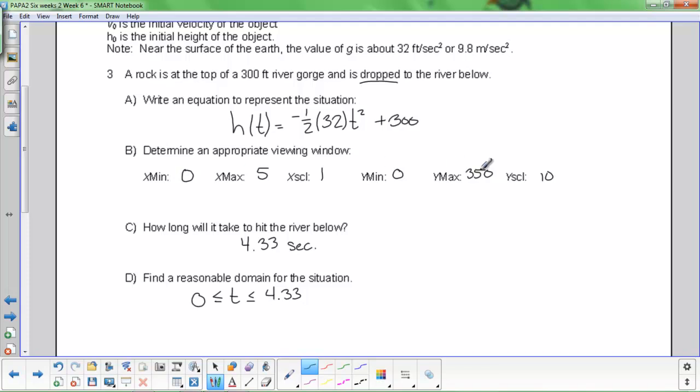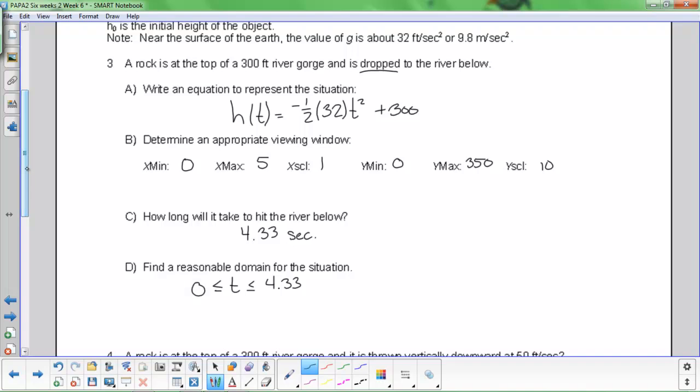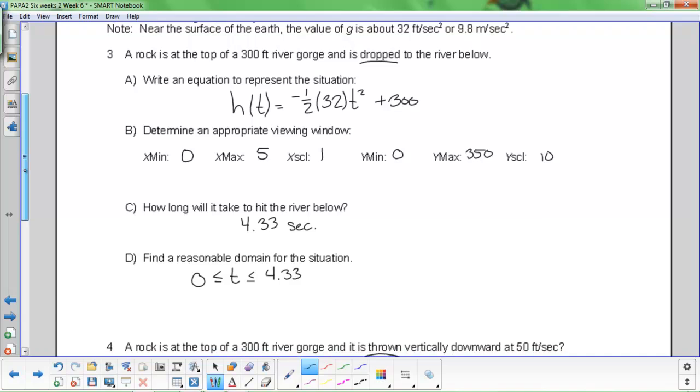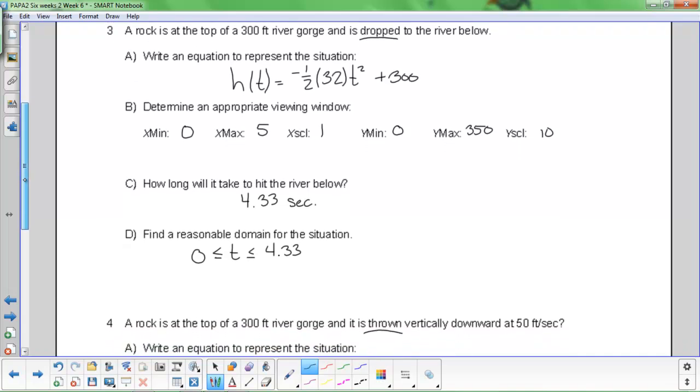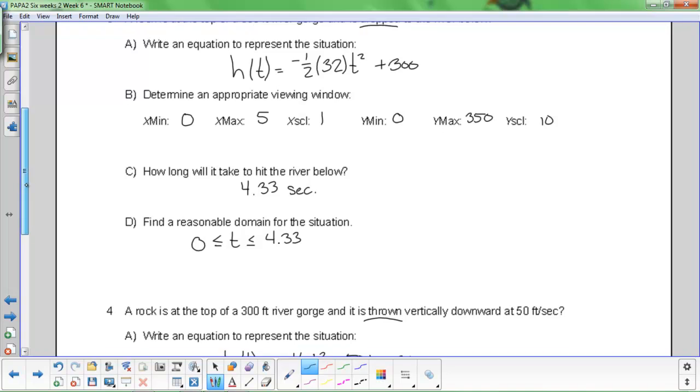Notice your viewing window that can be used. Your numbers may be slightly different. As long as they're close to this, they're acceptable. Most importantly, you're looking for that nice parabola shape inside of your viewing window, where you're able to find all of the missing values, such as maximum or minimum, and of course the places where it crosses the x-axis, roots, solutions, or zeros.